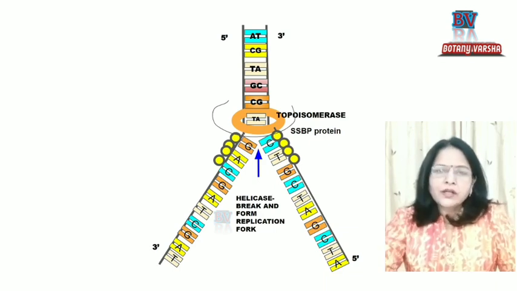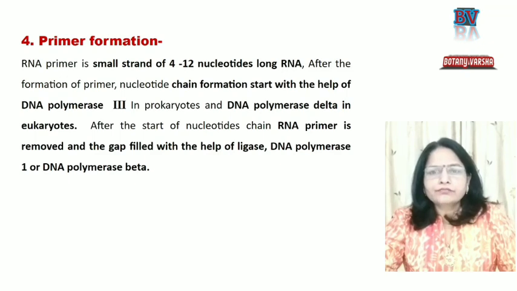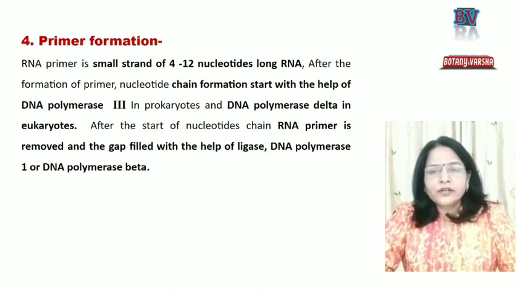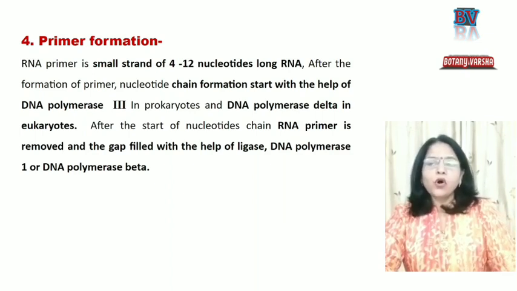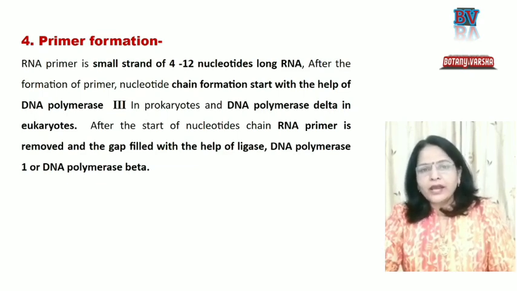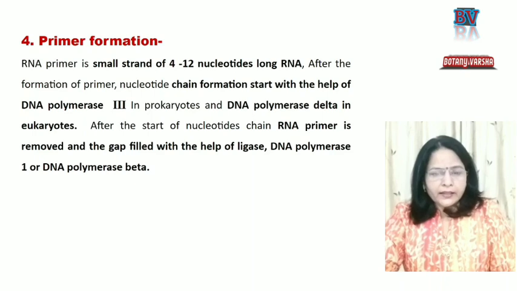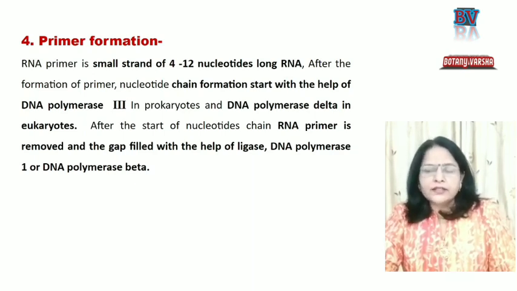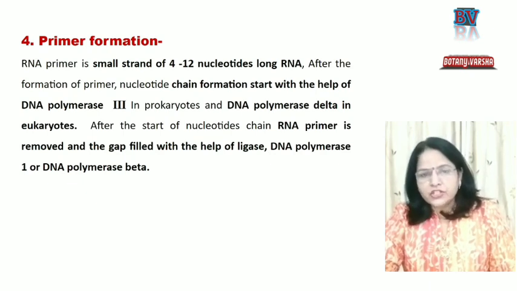And the next point is primer formation. RNA primer is essential for DNA synthesis. It is a small strand of 4 to 12 nucleotide long RNA, and this is synthesized at the free 3 prime hydroxyl end of DNA, which is available in the region of origin of replication on the other strand. It is present in the replication fork.